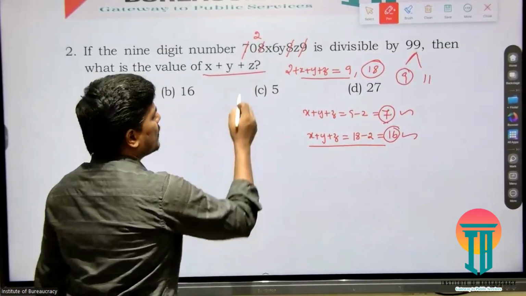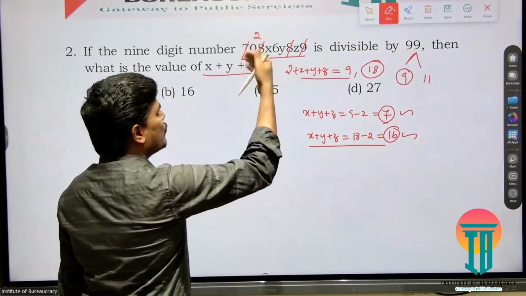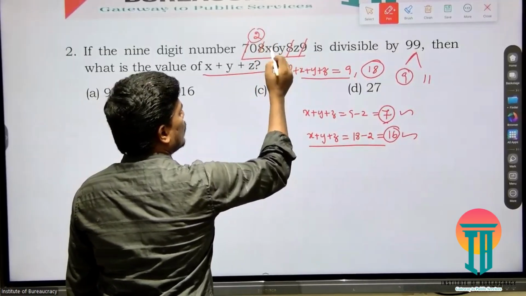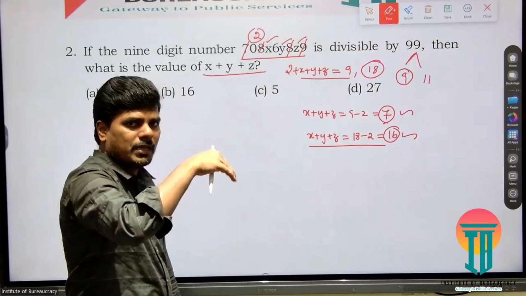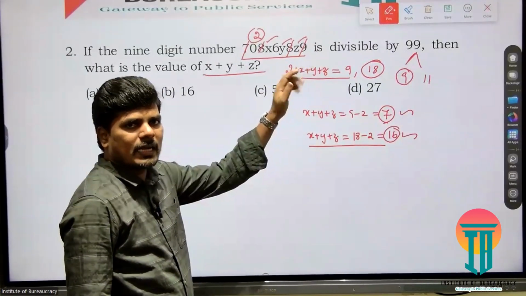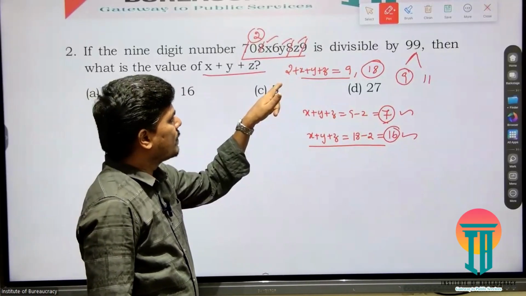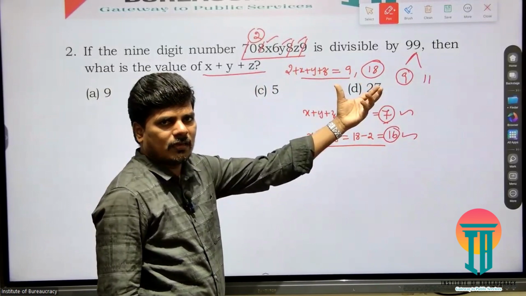Hope you have understood how I cancel. I removed all the 9s here. The leftover is 2. Then 2 plus x plus y plus z needs to be a multiple of 9. Then only I can say it is going to be divisible by 9. So the possible sum of all these numbers should be 9 or 18.